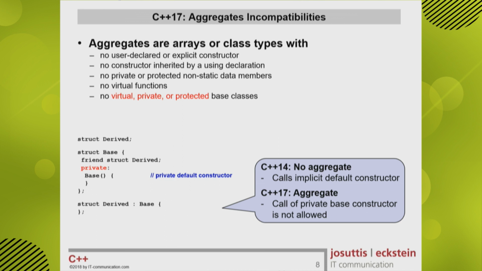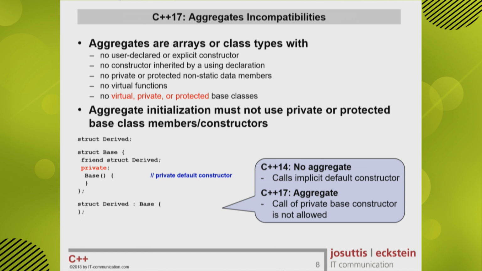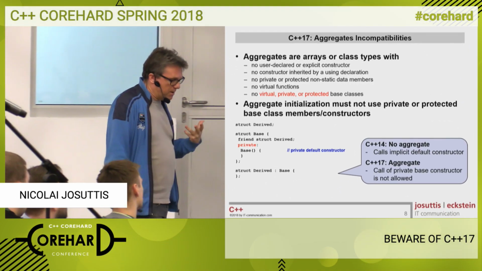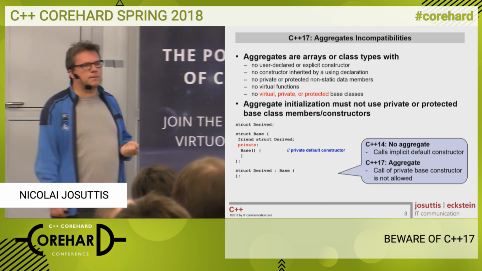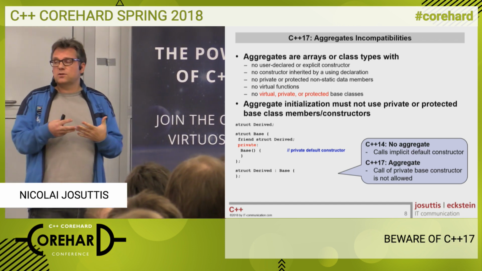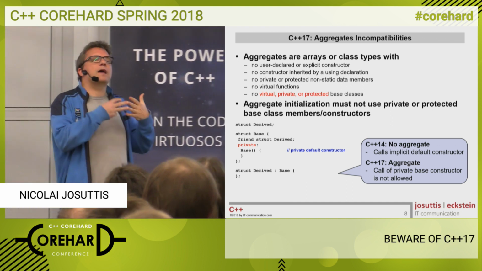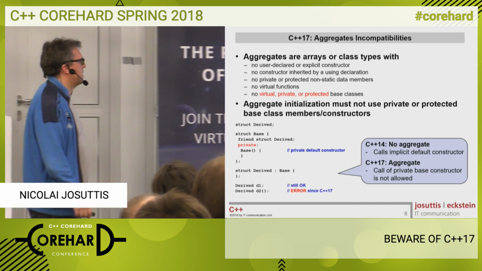And remember, according to the rules we have, this was no aggregate in C++14, but it is an aggregate now. And therefore, some different rules apply. The rule is as follows. Aggregates are not allowed to use private members of a base class or private constructors of the base class. It's not that this is a decision whether they are aggregates or not. Independent from the decision, they are not allowed to call the private members.